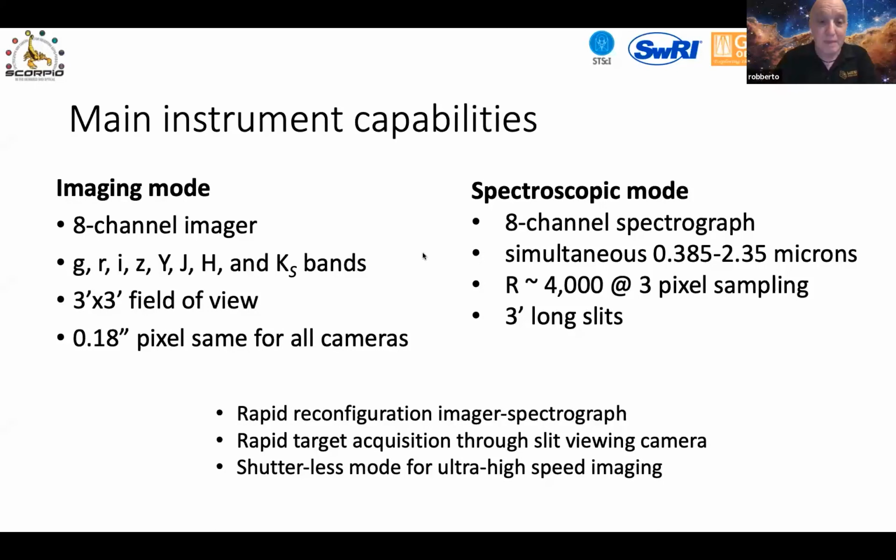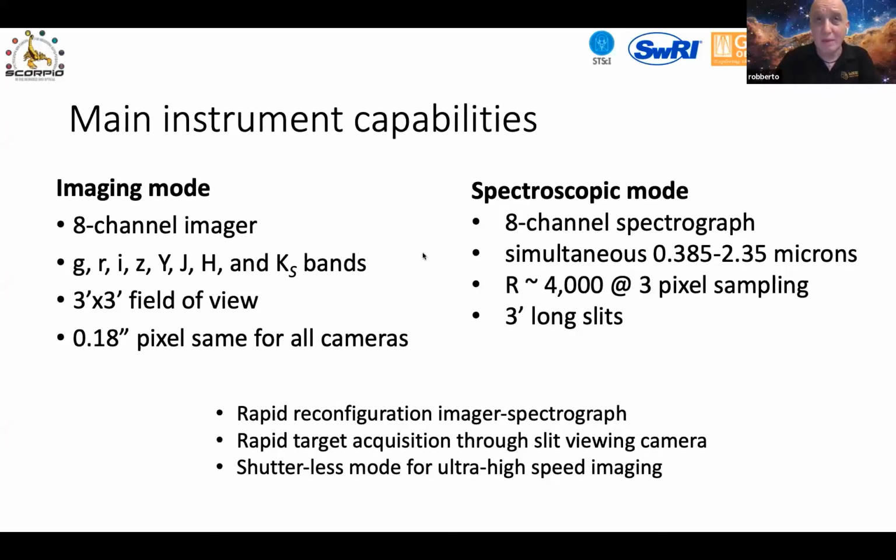The main instrument capabilities are summarized here. SCORPIO, as I said, has an imaging and a spectroscopic mode. In imaging, we have 8 channels, and the channels are basically rigid in some way. The bandpasses are fixed. You cannot put in an H-alpha filter, so to speak. You have the broadband g, r, i, z, and the Y, J, H, and K bands for the near-IR. So you cover from about 4,000 Å out to the K band.